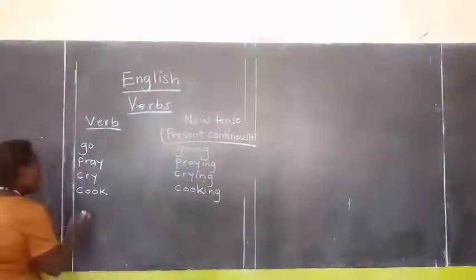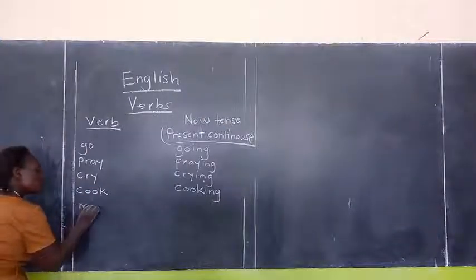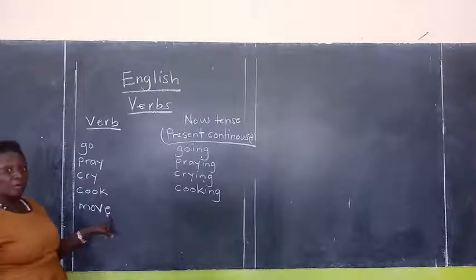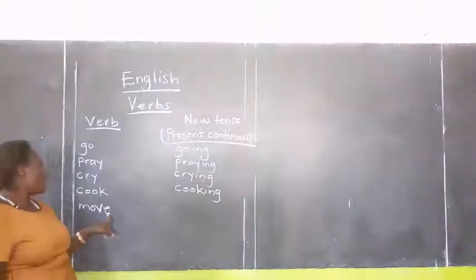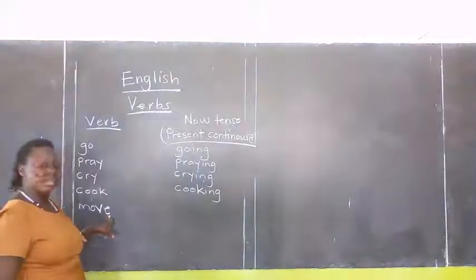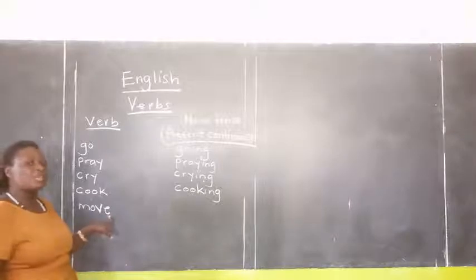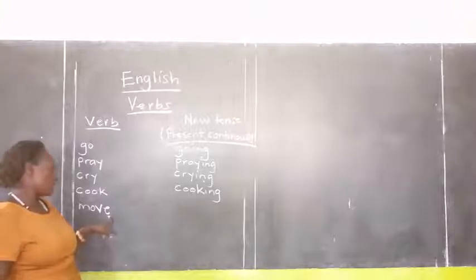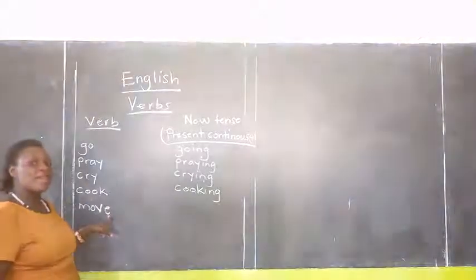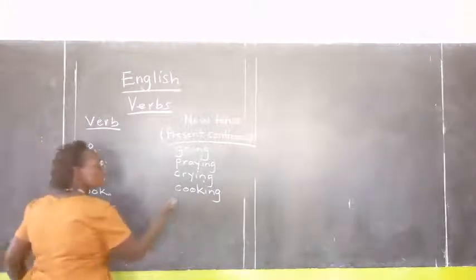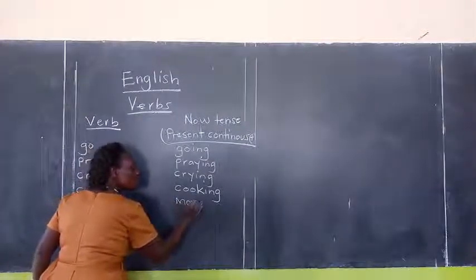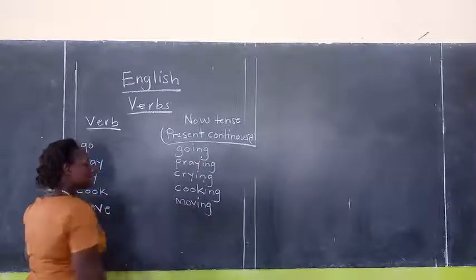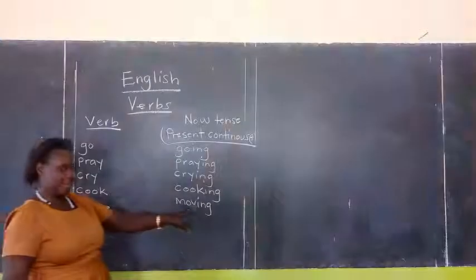We can also have like move. When we look at this one here, it ends with a vowel. Which vowel is letter E? And when we are changing it into now tense or into present continuous tense, we remove this letter E. I remember I told you that. Then we replace it with ing and have moving. Letter E has disappeared. Don't bring it back here.